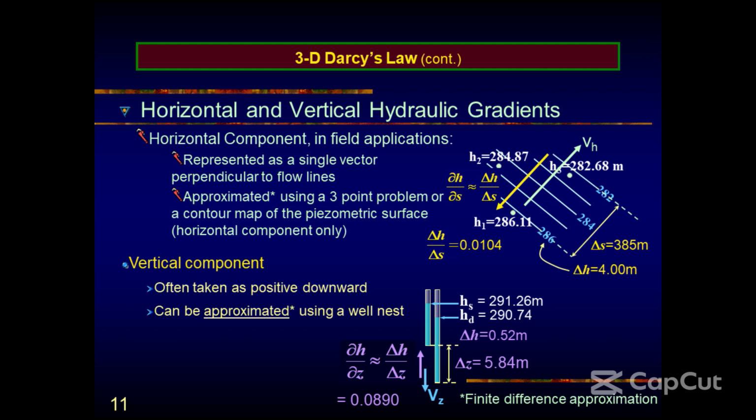If you remember the hydraulic gradient, it has a vertical component and a horizontal component. So this is what we determine, the resultant horizontal component. And then we say the vertical component of the hydraulic gradient is often taken as positive downward. Why is it taken as positive downward? The answer is right there. You just look at the figure and then tell me.